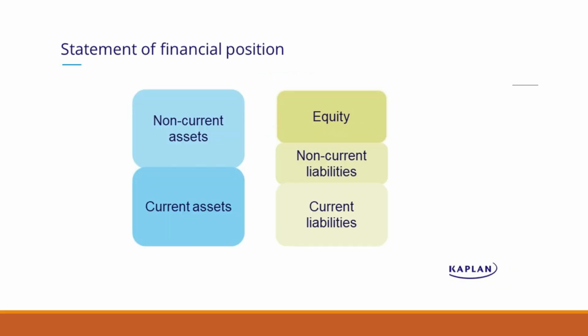Let's take a closer look at the statement of financial position, often called the balance sheet. This statement provides a snapshot of a company's financial position at a specific point in time. As you can see here, it's divided into three main sections. Assets. These are what the company owns. We further categorize these into current assets, which are expected to be converted to cash or used up within 1 year, like cash, inventory, and accounts receivable, and non-current assets, which are held for longer than 1 year, like property, plant, and equipment.